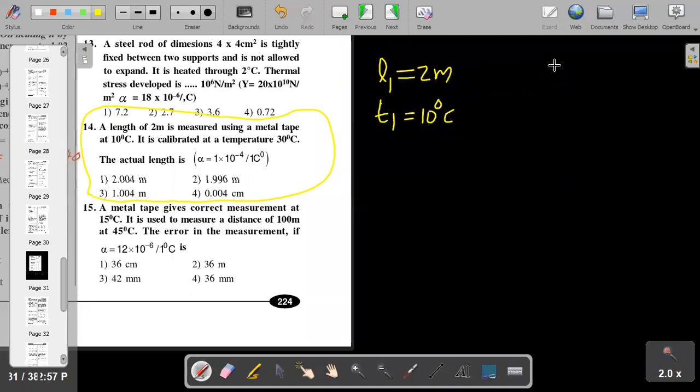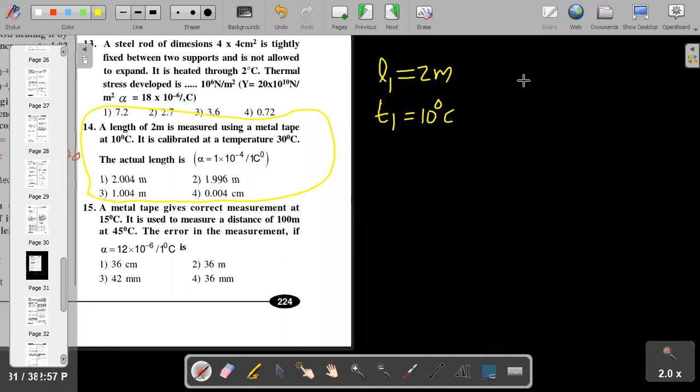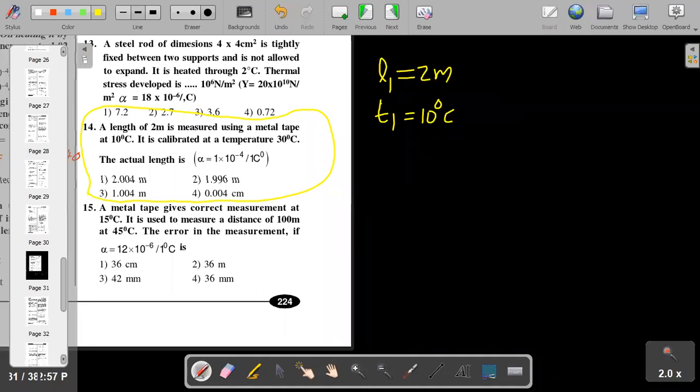So it is calibrated. Generally, that means what is the original temperature here? It is calibrated at 30 degrees centigrade. Calibrated length is the original length, so I have to find the actual length L0 value. It is calibrated at the temperature 30 degrees, so T2 is 30. Now you observe, which temperature is calibrated means this is the original temperature where it is designed. Calibrated means this original temperature.